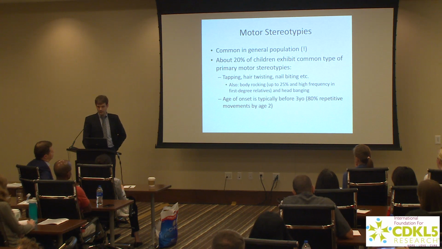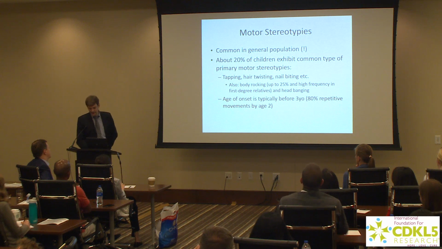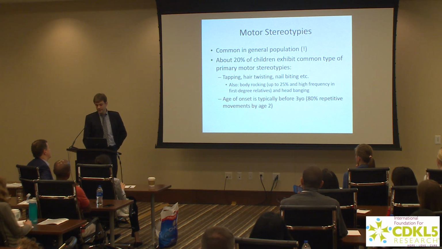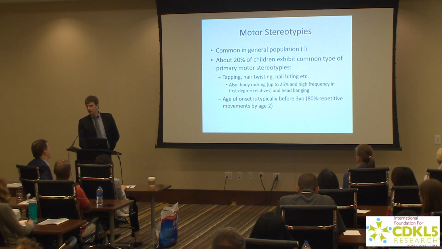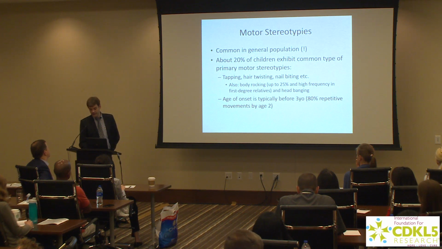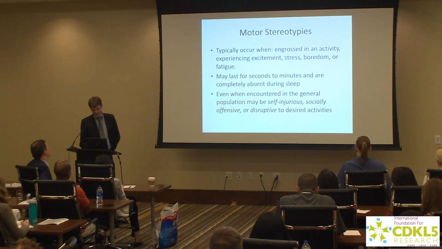In the neurotypical population, about 20% of children in general exhibit stereotypies during some time in their lives. They will do some tapping, hair twisting, nail biting, even midline hand movements. In one study they found that body rocking when sitting down or head banging occurred in up to 25% of the general population without a diagnosed disorder. And they typically, in the general population, also occur very early on, before 3 years, 80% actually before 2 years of age.